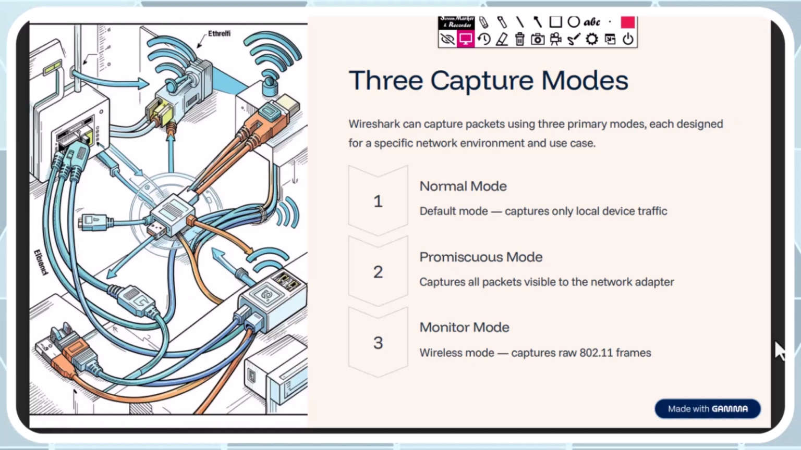The second is promiscuous mode, which captures all packets visible to the network adapter. Wireshark is capable of capturing all the packets enabled for a local area network or wide area network. The third is monitor mode. It's a very famous mode when you want to access the network of another person or access beacon packets.